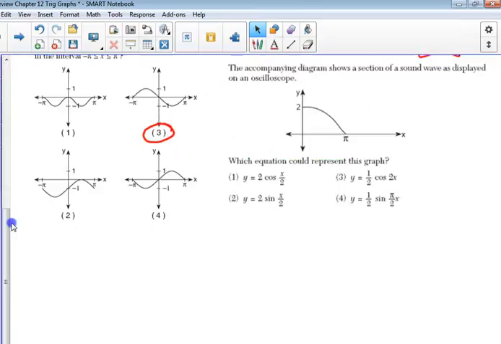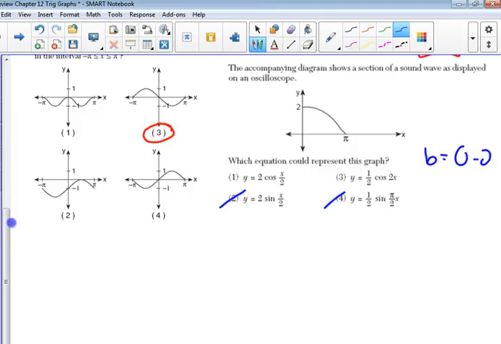Okay, next one's a little tricky too. So they want to know which one could best represent this. We want to decide, is it a sine curve or cosine curve? Cosine. Cosine, good, because we're not starting at 0. Now, the part that gets tricky: the b value represents how many full curves you see between 0 and 2 pi. Look at your interval though. See how it's only going to pi?